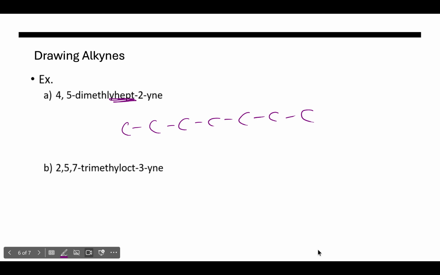So if I'm numbering from left to right, I have carbon 1, 2, 3, 4, 5, 6, 7. I know on carbon 2, so between 2 and 3, is my triple bond. And then on carbon 4 and on carbon 5, I have a methyl group. It just says di because there are 2. So on carbon 4, I'll put a methyl group, and you can go above or below, doesn't matter, just as long as it's on carbon 4. And on carbon 5, I'll do the same thing.